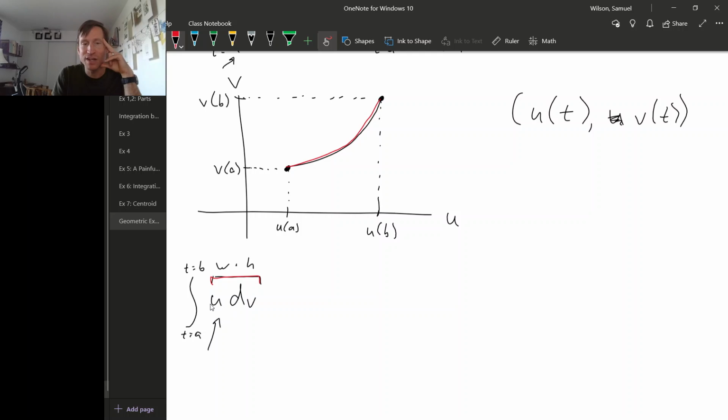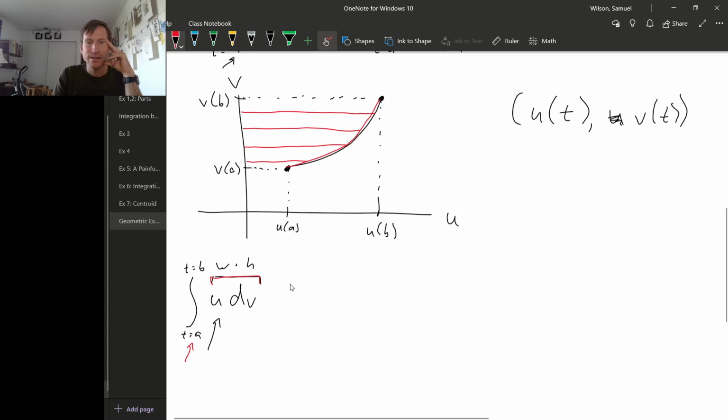These rectangles are going to have width u and infinitely short height. And those rectangles fit like this. Each of these rectangles has width u and height dv. And when you add up the areas of all of these infinitely many little rectangles, that's what this integral does. It adds up all of these areas. What you get is the area of this shape, this shape up here.